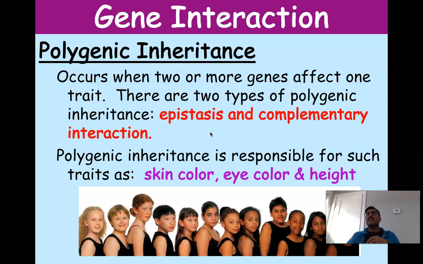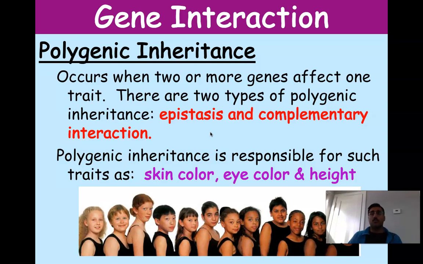Polygenic inheritance is responsible for any trait where you see a sliding scale of phenotypes. Chances are it's a polygenic trait. It's inherited polygenically, which means two or more genes are affecting the phenotypic portrayal of that trait. Skin color, right? You're not just dark skinned or light skinned, you could be any color in between. Same with eye color. You don't just have brown eyes or blue eyes or green eyes. We talked about this in class: you can have hazel eyes, green gray eyes, blue gray eyes, blue green eyes, any combination of them.